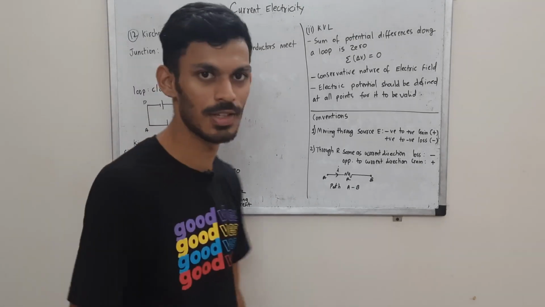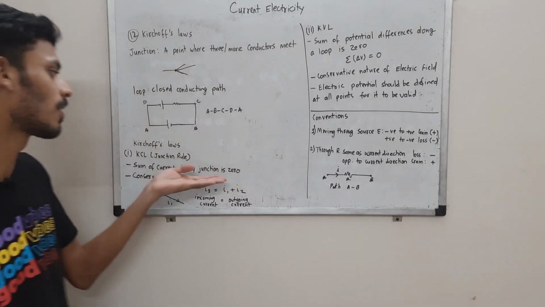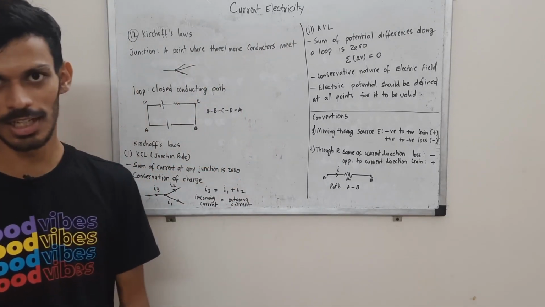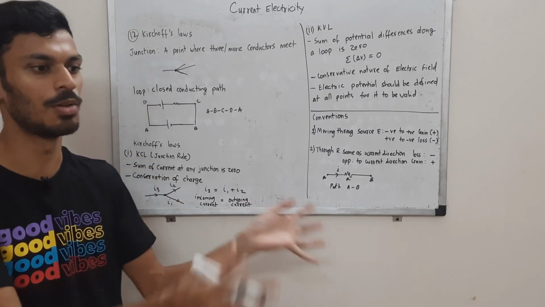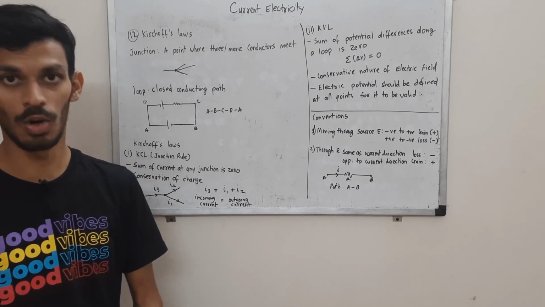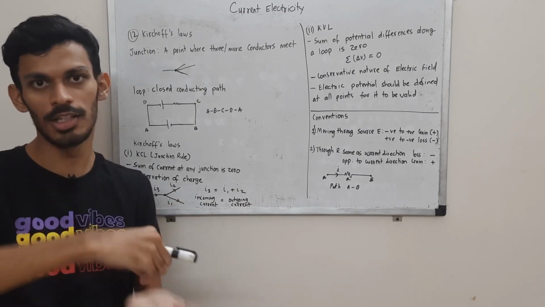It is Kirchhoff's current law, which is also known as the junction rule. It says that the sum of current at any junction is zero. The amount of current that is entering a junction should be equal to the amount of current that is going out of the junction. So there should be no accumulation of the charge at the junction point, right?